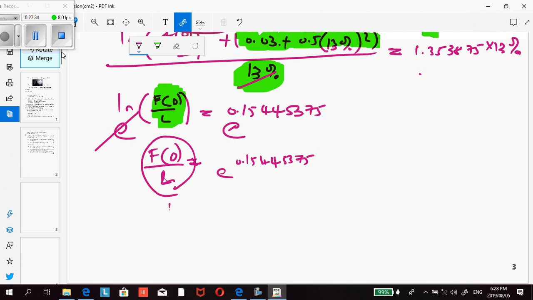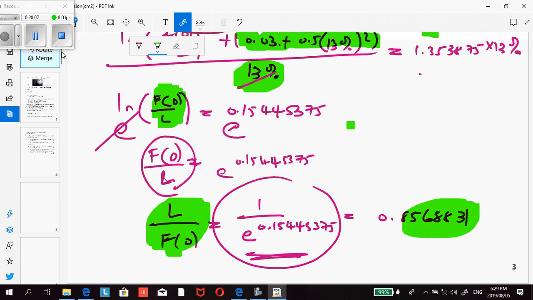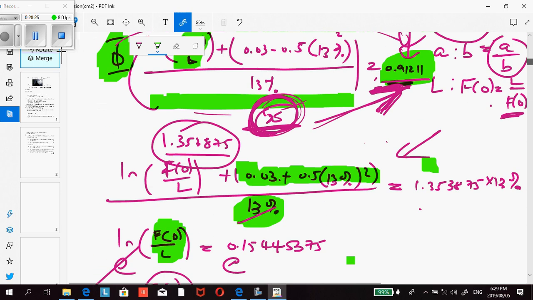So that's exactly what I'm going to do. I'm going to say L over f of 0 is equal to 1 over e to the power 0.15445375. Now you're going to punch this in your calculator, and there you're going to get the value of 0.8568831, which is exactly what you are looking for. A little bit demanding, requires a little bit of consideration, and you have to think. Nowhere do they talk about ratios in your notes. This is a question where you have to apply your knowledge.